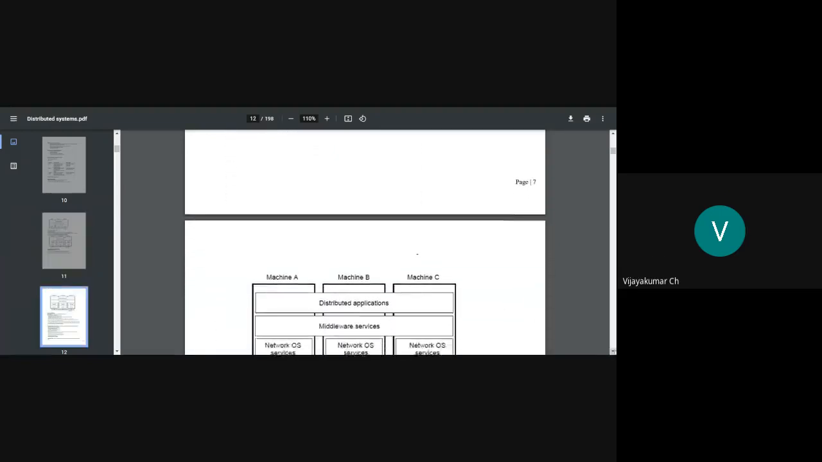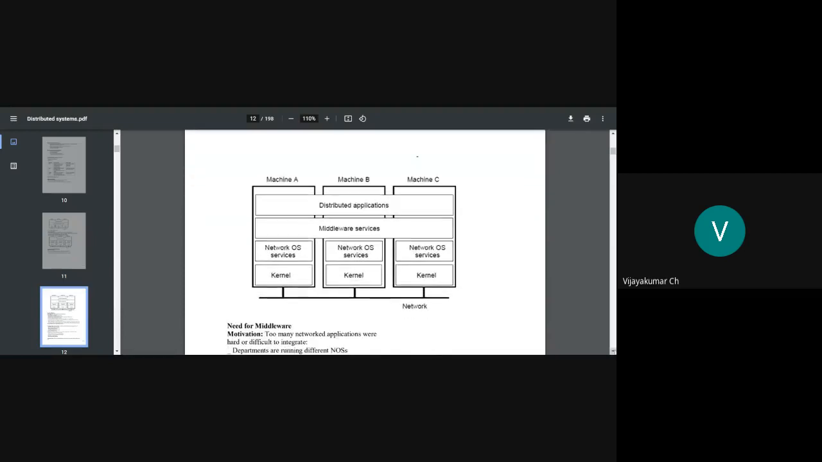So just see the particular picture. In this picture, there is machine A, machine B, machine C. Distributed applications are shared using middleware services, using a network operating system, using its kernel.